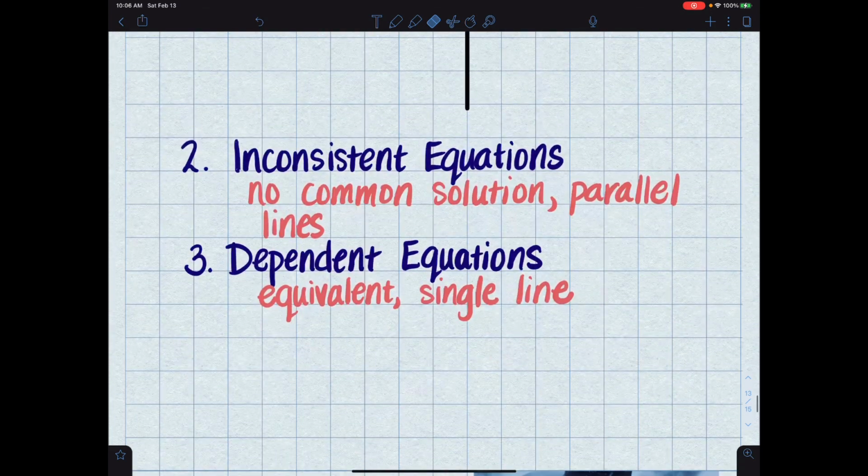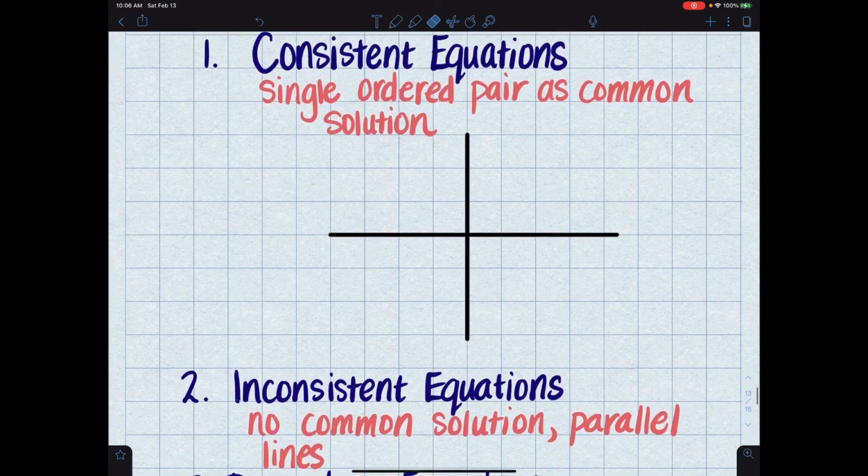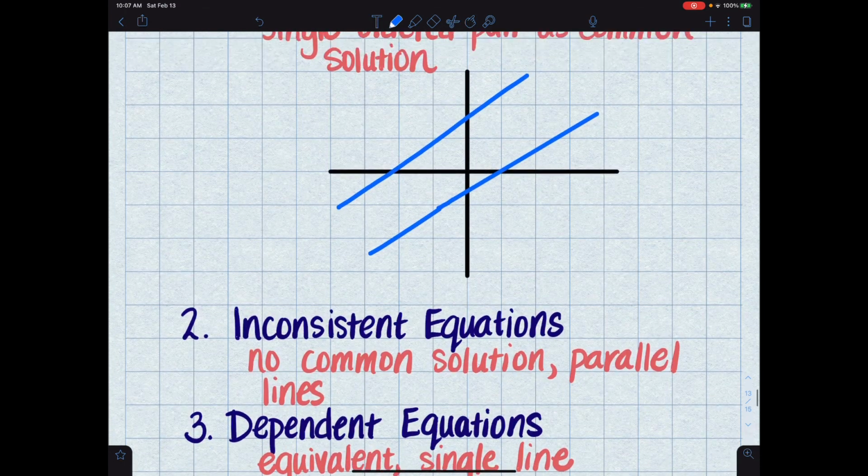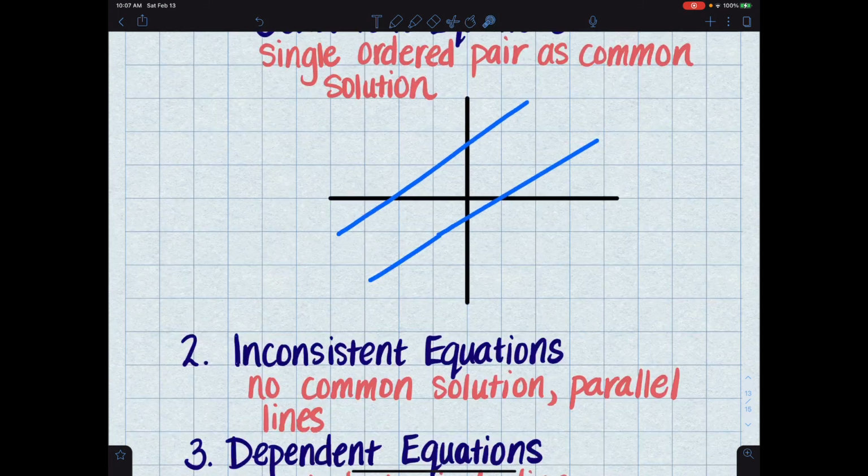It could also be an inconsistent equation. Inconsistent means you have two parallel lines. Those lines will never meet. I didn't draw it very good, but that's okay. They never meet, so there's no common solution, and they are parallel lines. That's inconsistent, so I'm going to write in between the lines, inconsistent, because they never meet. That's sad. They have so much in common, and they never meet.